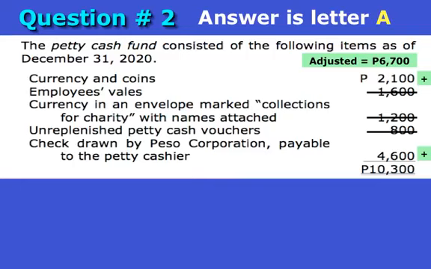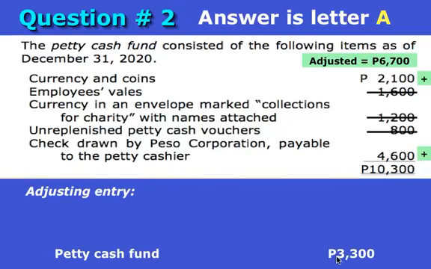Adjusting entry. Per trial balance, petty cash fund is 10,000. Should be 6,700 only. So ito yung adjusted, 6,700. Get the difference. Decrease petty cash by 3,300. Per trial balance, 10,000; should be 6,700. Decrease by 3,300. Yan ang dapat ma-account ng custodian. Nabawasan ang petty cash ng 3,300.